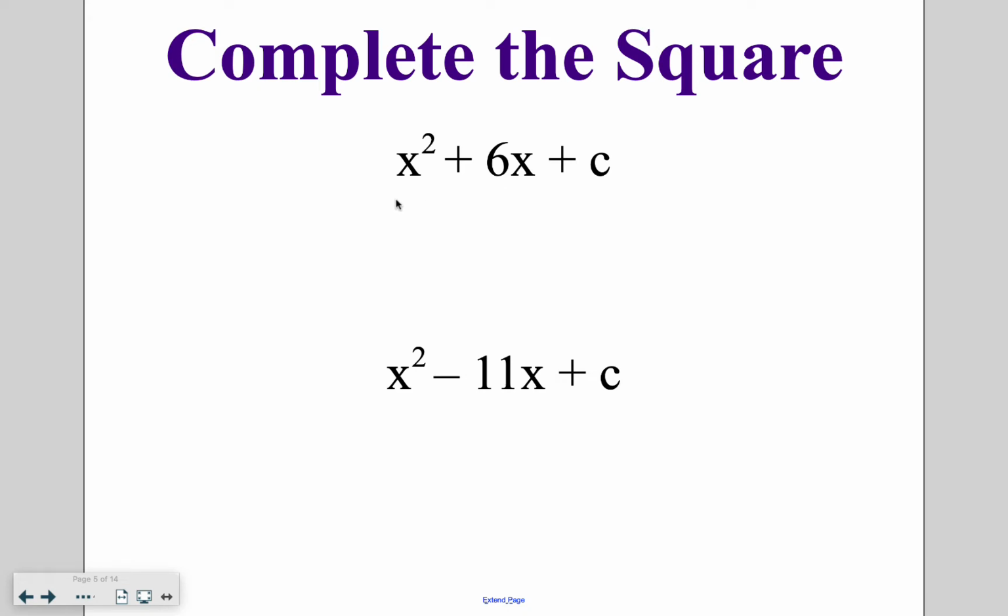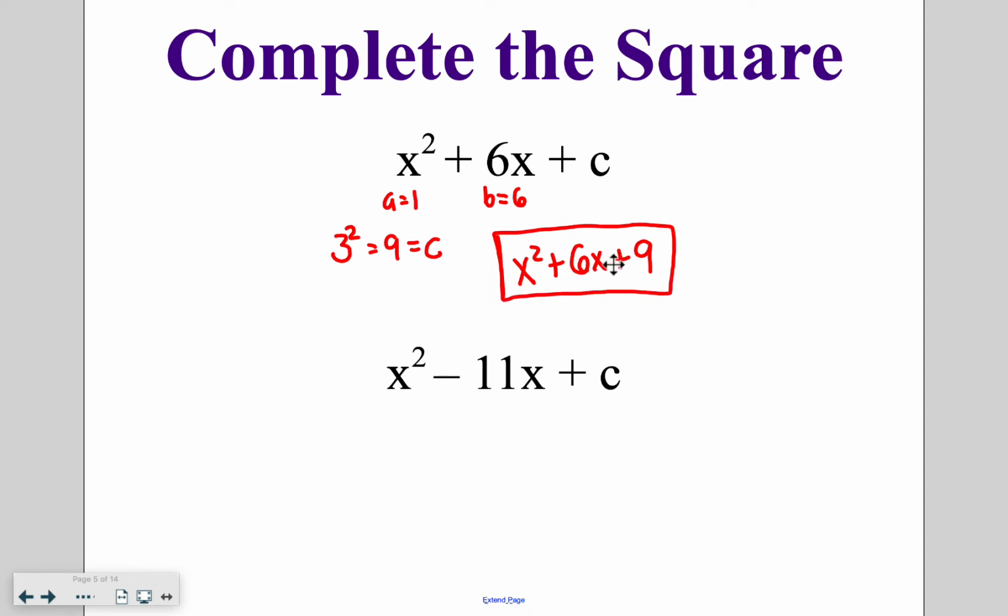This first one, I've got a is 1 and b is 6, and we are trying to find that c value. So the first step is to take the b value and cut it in half. So half of 6 is going to give you 3. Then you are going to square that, which is going to give you 9, and that is your c value. So your perfect square trinomial here would be x squared plus 6x plus 9. So our complete trinomial is x squared plus 6x plus 9.